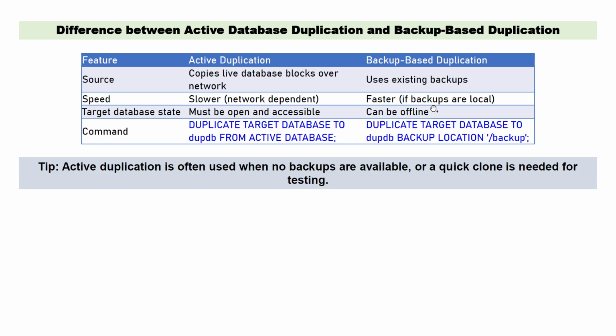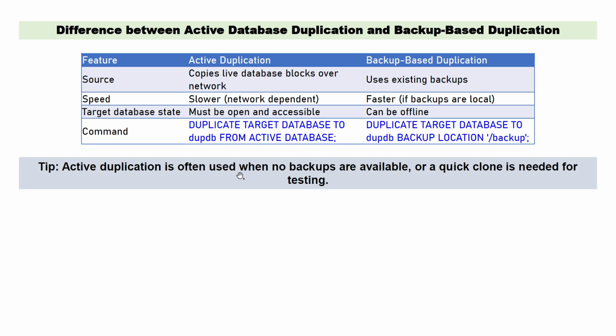Backup based duplication is faster because backups are local. In case of active duplication, the source database, whichever database you are trying to clone, must be open and accessible. In backup based duplication, you don't need to connect to the target database, so the target database can be offline. The command would be DUPLICATE TARGET DATABASE TO duplicate_database FROM ACTIVE DATABASE, and here the command would be DUPLICATE TARGET DATABASE TO duplicate_database BACKUP LOCATION.